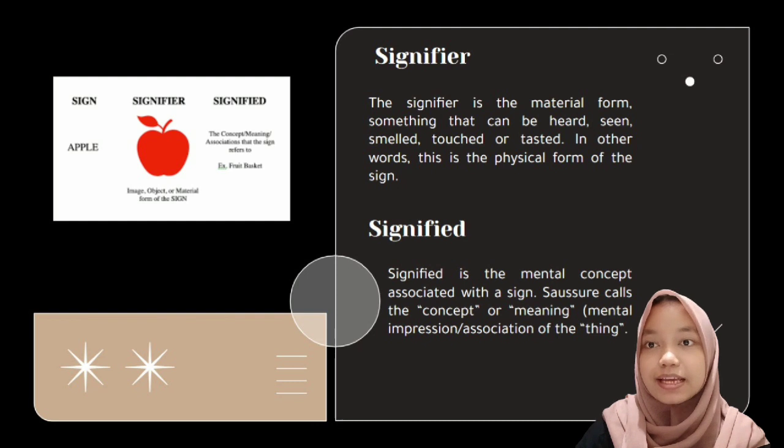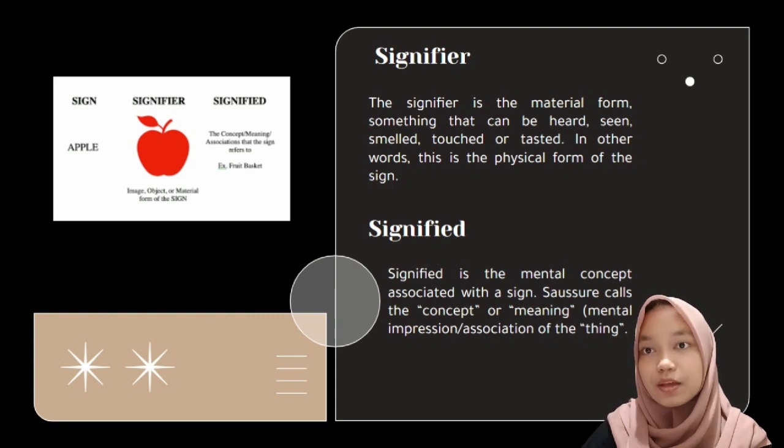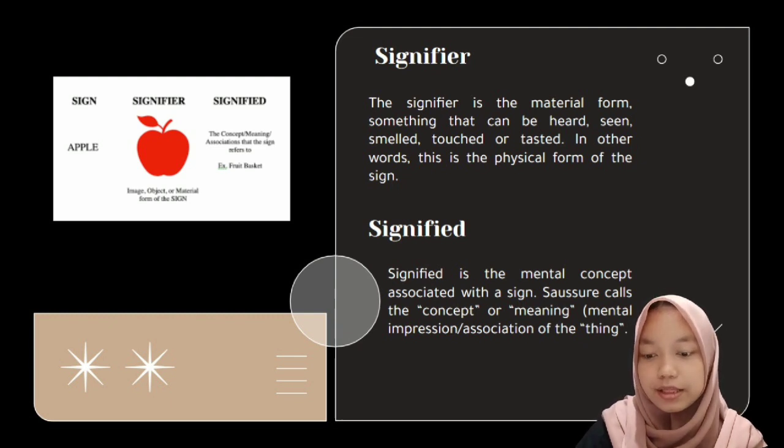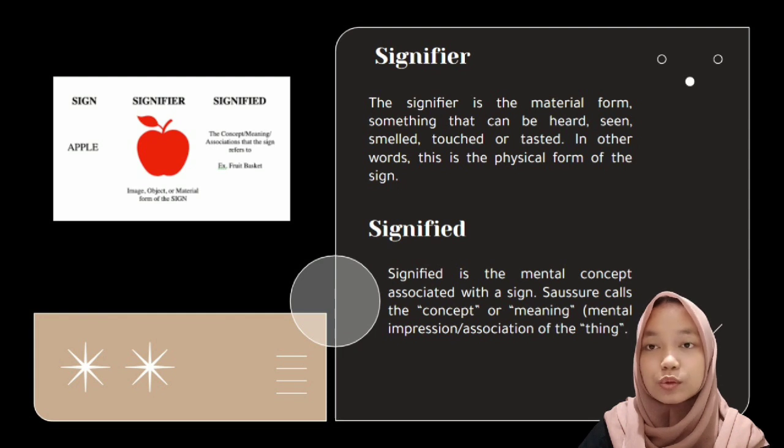The signifier is a material form, something that can be heard, seen, smelled, touched, or tasted. In other words, this is the physical form of the sign. Meanwhile, the signified is the mental concept associated with a sign. Saussure calls the concept or meaning a mental impression or association of the thing.